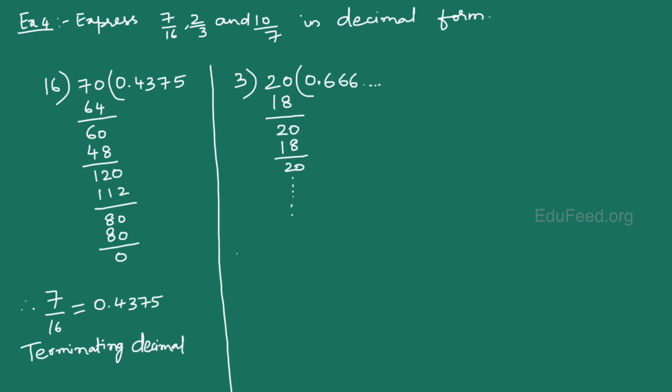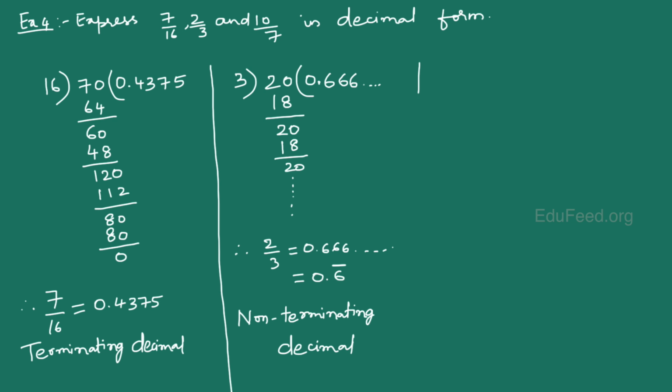So we can state this as 2 by 3 is equal to 0.666 and so on, which also can be written as 0.6 bar, which is a non-terminating decimal. Let's look at the third problem.